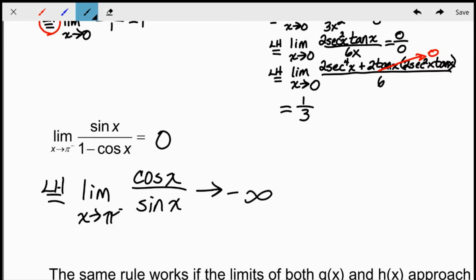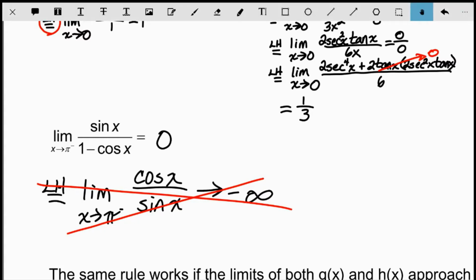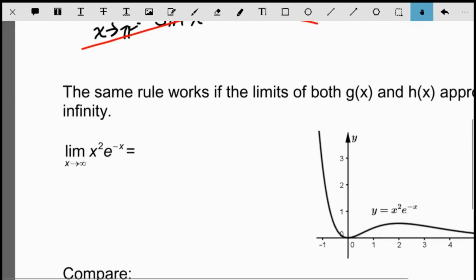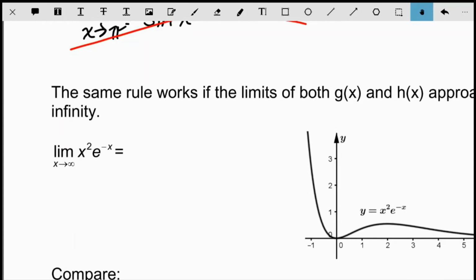And the reality is this limit does not approach negative infinity. And this is why you've got to be really, really careful, because this is completely invalid because I didn't have an indeterminate form where that would allow me to apply L'Hopital's rule. So be careful with it. It's a really nice tool, but only when used appropriately. Okay, so let's go through some examples of a little bit more advanced type of situations now.